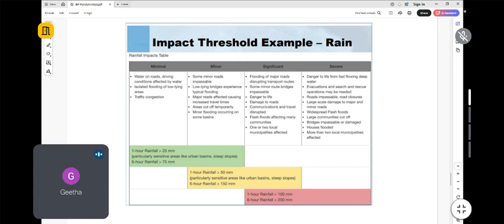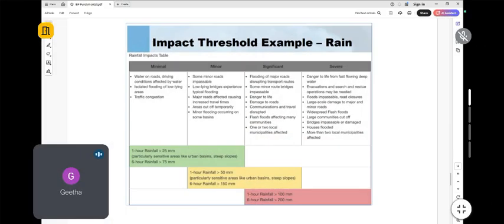Low-lying bridges experience typical flooding. Major roads affected, causing increased travel time. Areas cut off temporarily. Minor flooding occurring in some basins. So this kind of information we have to add.